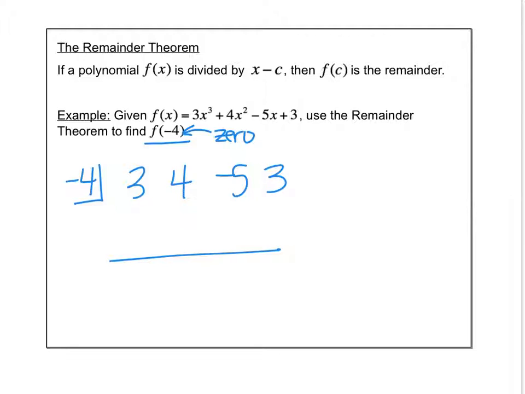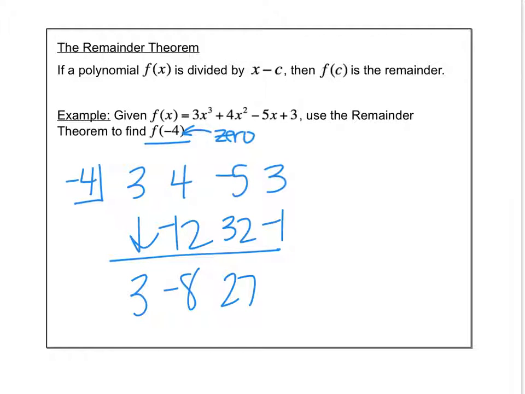I'll give you a minute. See if you can work through that. So I'm going to work through this. The first step is to bring down that 3. 3 times -4 is -12. 4 plus -12 is -8. Just watch your signs when you multiply. This is now positive 32, 27, and then you get -108. So when you add down, you get -105.